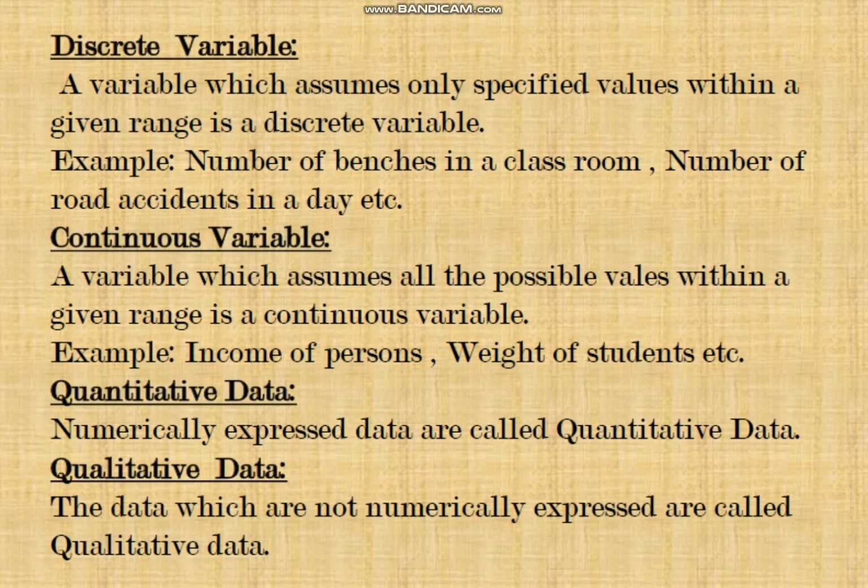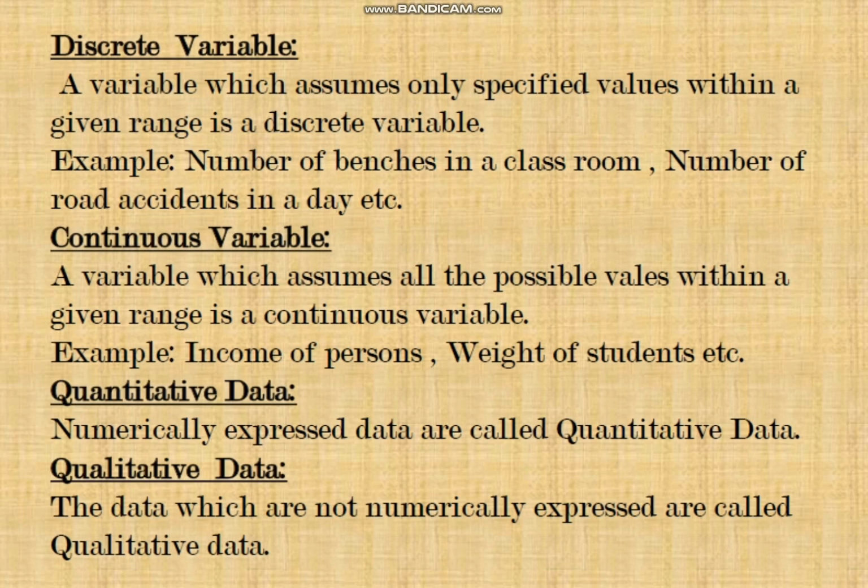A variable which assumes only specified values within a given range is a discrete variable. For example, number of benches in a classroom, number of road accidents in a day, etc. A variable which assumes numbers like 0, 1, 2, 3, whole numbers, is called a discrete variable. For example, number of benches in a classroom.